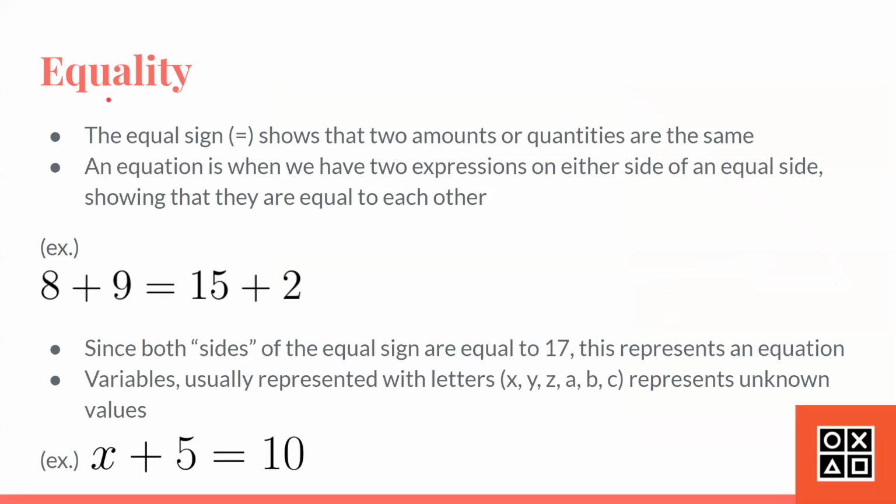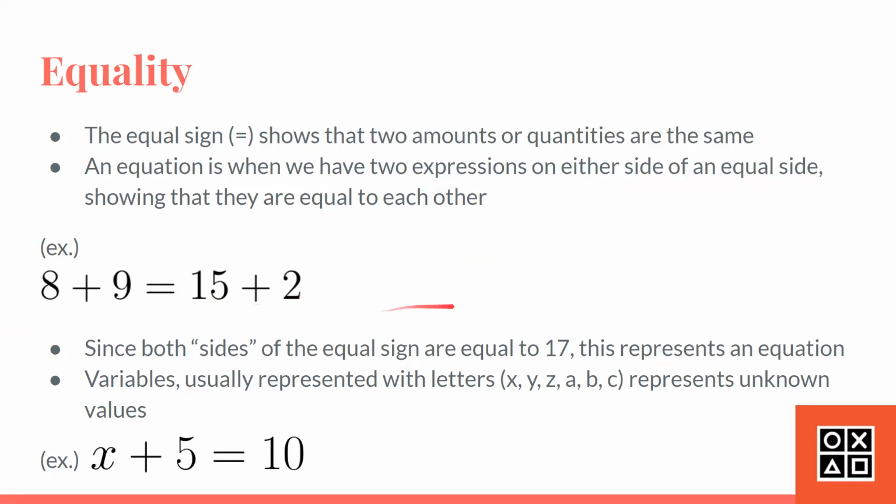First off on equations, we want to explore a concept called equality. Equality is shown by this equal sign, and it shows that two amounts or quantities are the same or equal. An equation is when we have two expressions on either side of an equal sign, showing that they are equal to each other. For example, we have 8 plus 9 equals 15 plus 2.